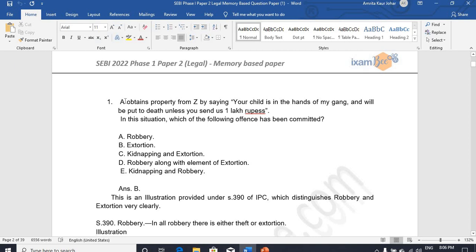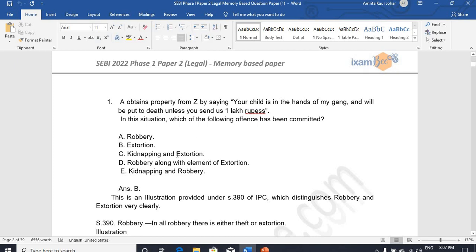We have tried to bring down the questions which will help you all a lot in understanding actually किस तरीके से पेपर आया था examination में. A obtains property from Z by saying that your child is in the hands of my gang and will be put to death unless you send us 1 lakh rupees.